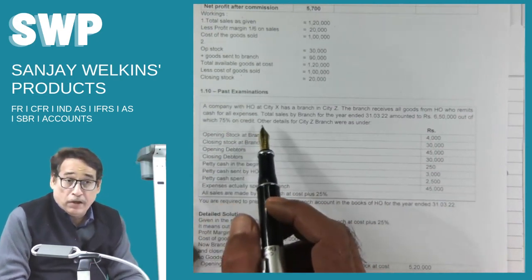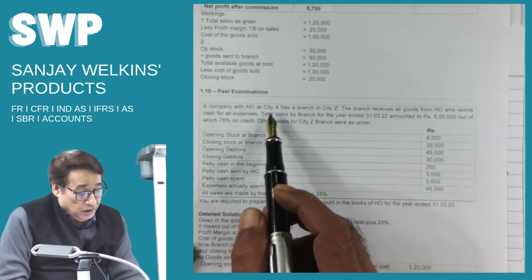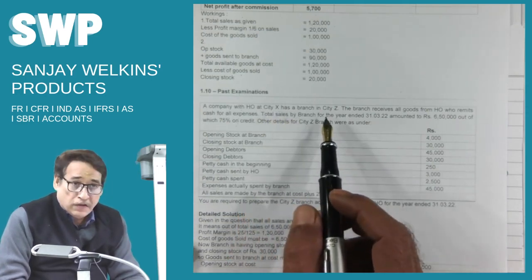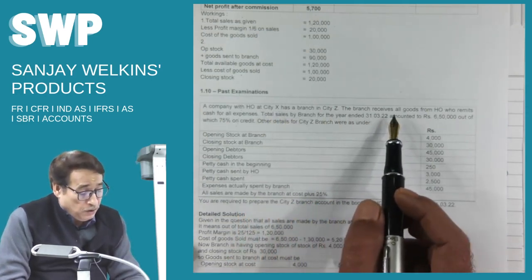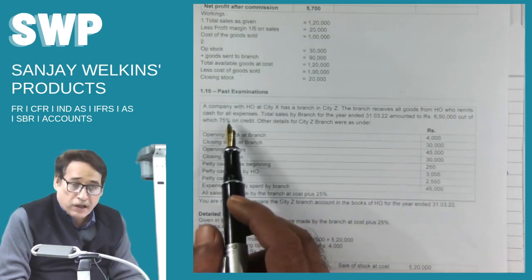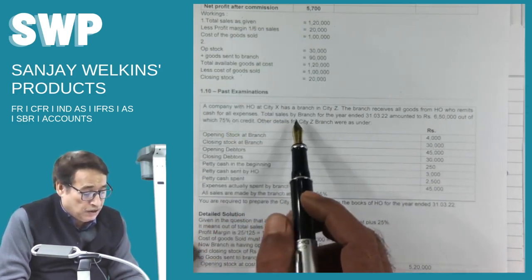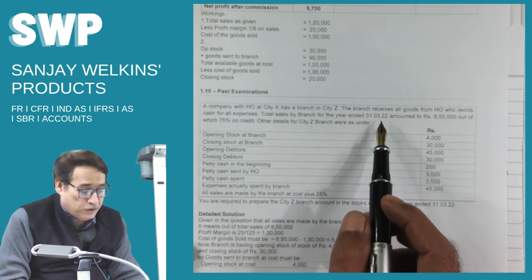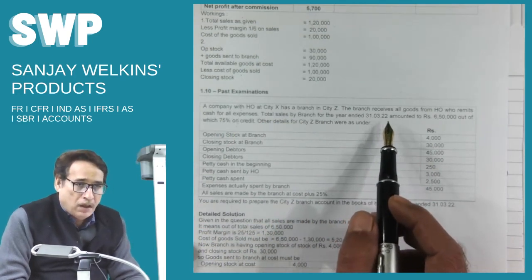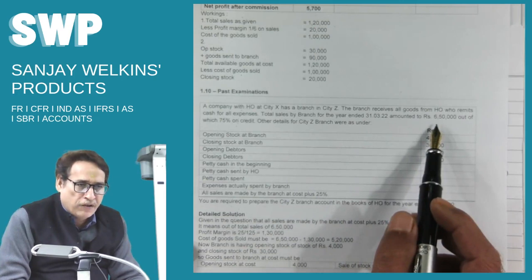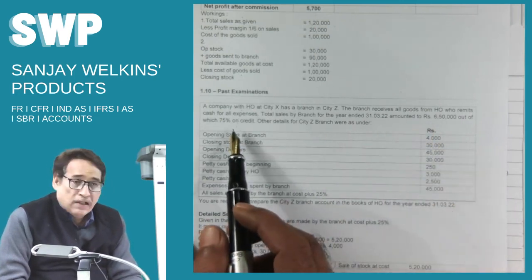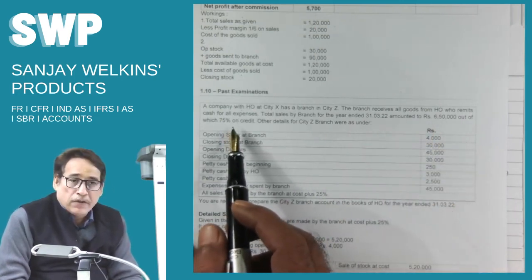A company with head office in city X has a branch at city Z, and the branch receives all goods from head office, who remits cash for all expenses, and total sales by the branch for the year ended 31st of March 2022 amounted to 6,50,000. Total sales are 650, out of which 75% is on credit.